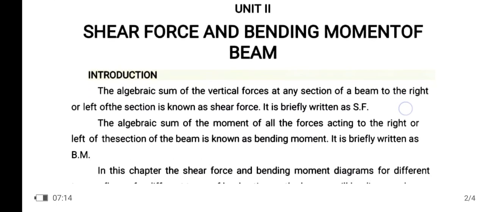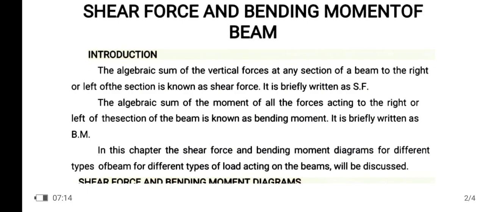Introduction. The algebraic sum of the vertical forces at any section of a beam to the right or left of the section is known as the shear force. It is briefly written as shear force. The algebraic sum of the moments of all the forces acting to the right or left of the section of the beam is known as bending moment. It is briefly written as bending moment.